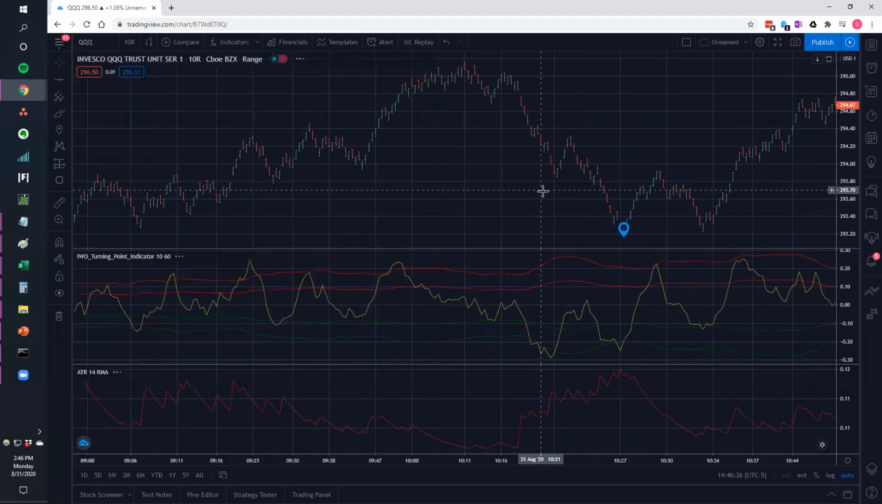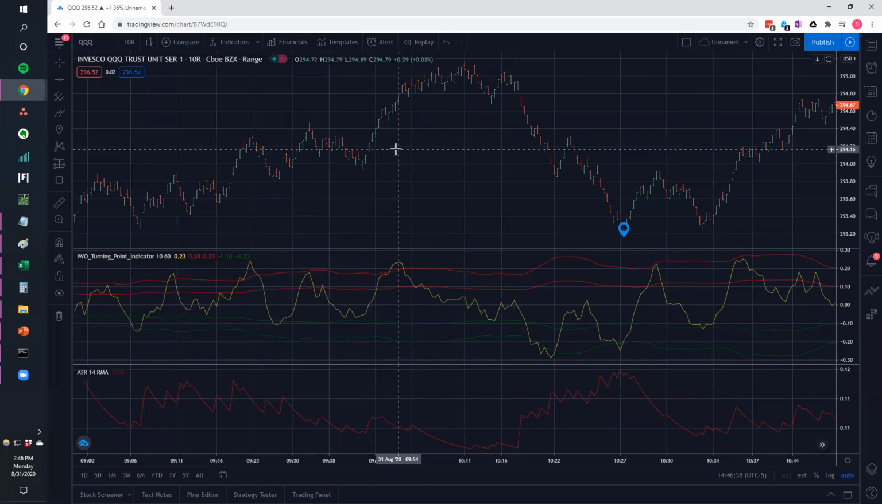For a short reversal trade, what you're looking for is a push below the previous bar's low if the turning point indicator gets above the second standard deviation line. So you can end up trading multiple times on the same instrument using these reversal patterns.